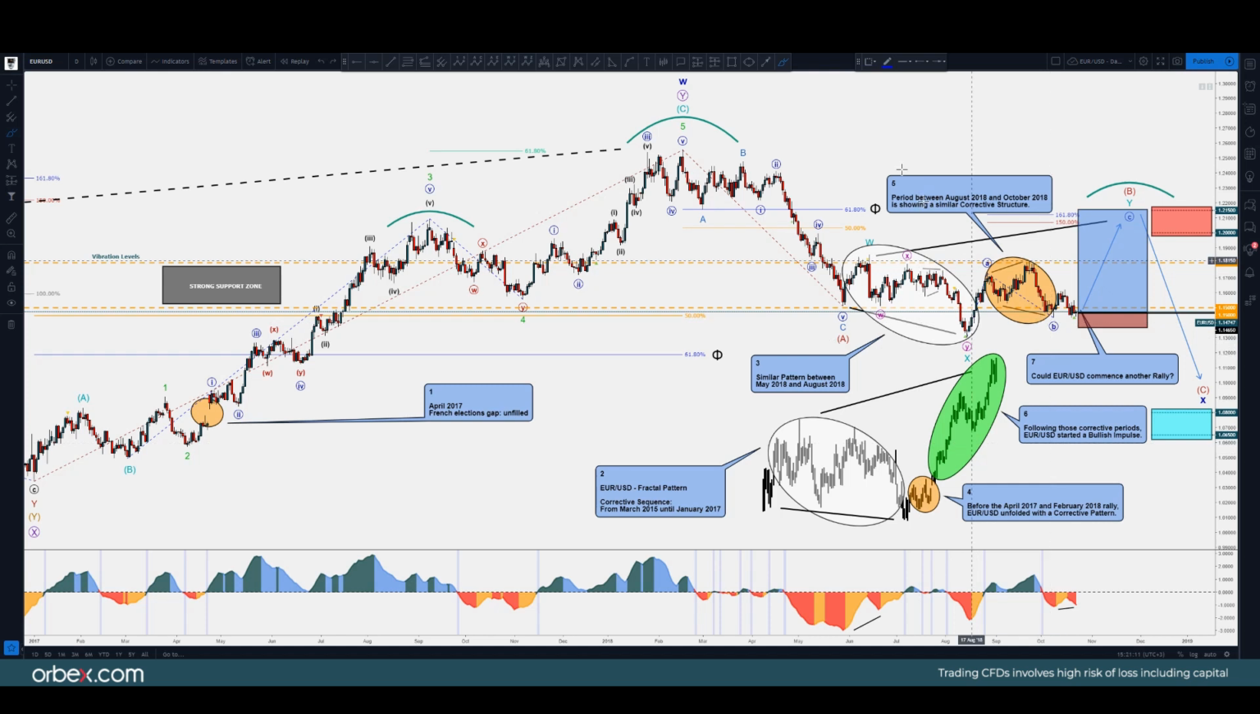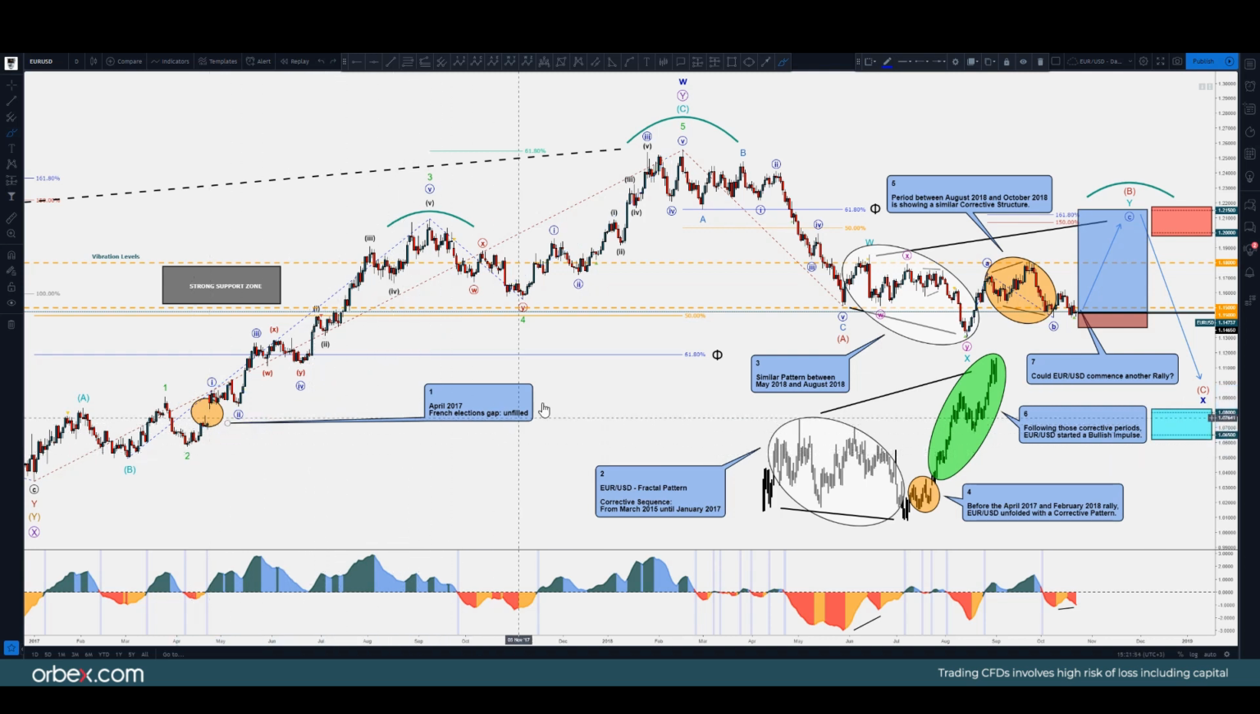So, shall we continue? Point number 5 says that the period between August 2018 and October 2018 is showing a similar corrective pattern, right? Today is the 23rd of October, 2018. It is 3:21 p.m. Eastern European Standard Time. So I'm getting the sense that the euro could be ready for a surprise. Next, point number 6. Following those corrective periods, Euro USD started the bullish impulse, right? Which is this impulse in which the French elections gap actually occurred, right?